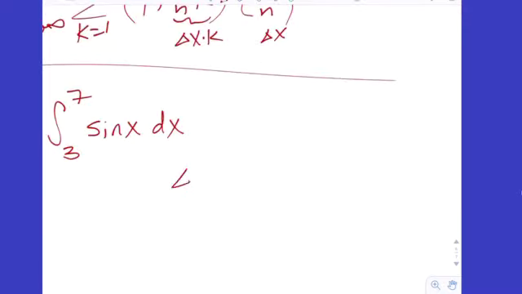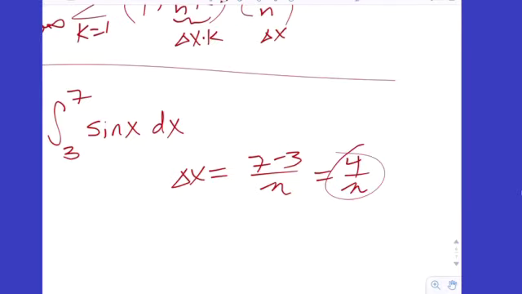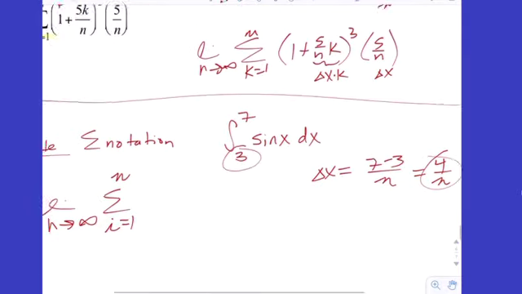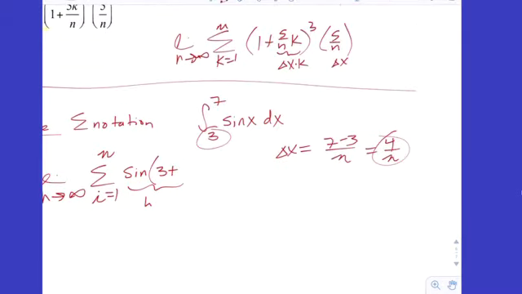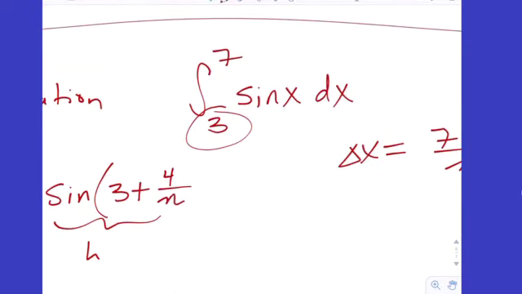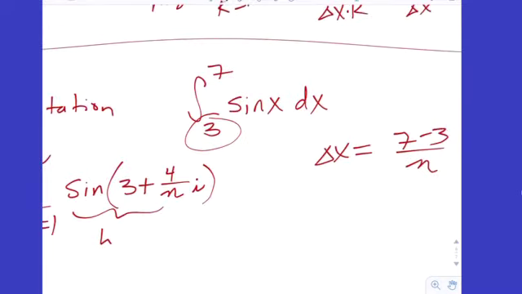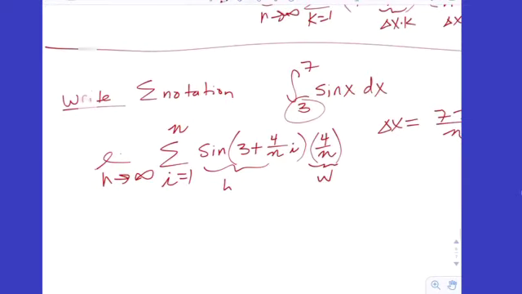All right, let's see how you did. First thing you want to do is calculate delta x. We're going from 3 to 7. So 7 minus 3 over, in general, n is 4 over n. That's very important, and we're starting at 3. So our function values are the heights. That's going to be the function value, which is sine of 3 plus multiples of delta x. So 4 over n times i, or 4i over n. You could put the i in the numerator. And then times delta x, which is 4 over n. This is your width. And that's it. That's the answer.